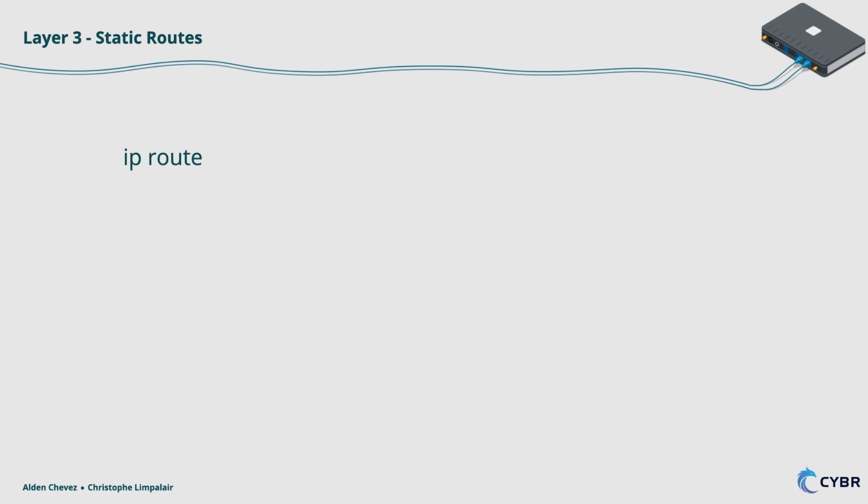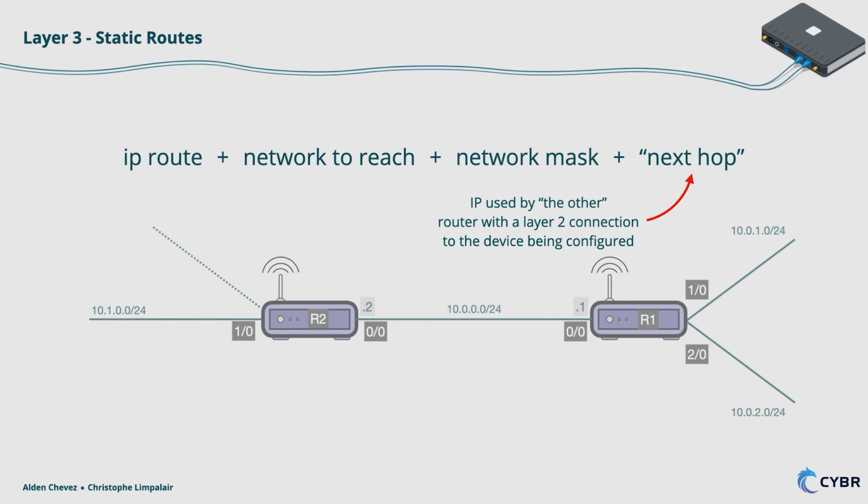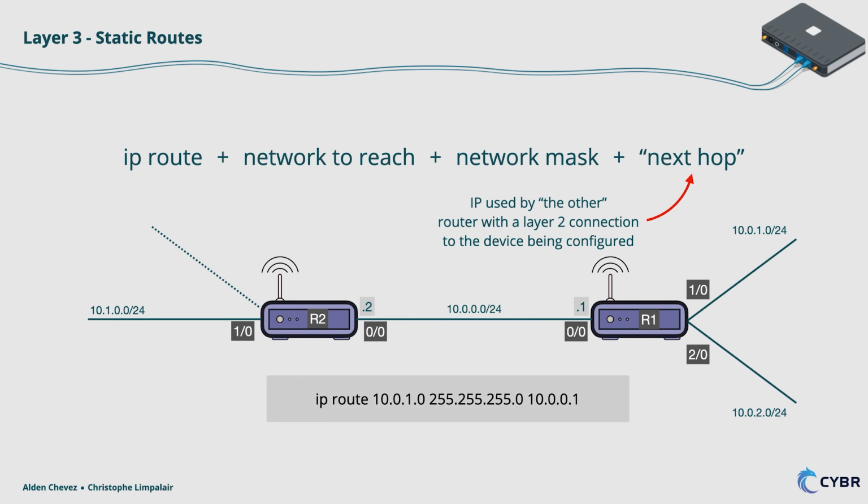For this example, we will use the very popular IP route command. Again, the way that this is configured varies from vendor to vendor, and this is the Cisco way, but the concepts are the same. So the syntax for this command is IP route plus network to reach plus network mask plus the next hop. And the next hop is the IP that's used by the other router with a layer 2 connection to the device that we're configuring. So for router 2, we would use the following 2 commands.